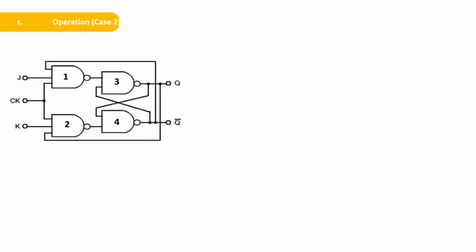Next input combination is 0, 1. That is J is equal to 0 and K is equal to 1. So you can take J is equal to 0 and K is equal to 1. So the clock signal you have to apply as 1. This is Q bar and this is Q.